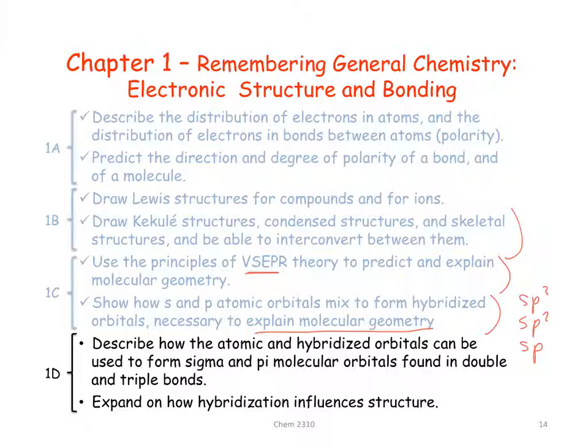So next time we'll learn some generalizations about these so we can look at any structure and quickly identify the hybridization and the numbers of sigma and pi bonds, and then we'll go on and look at some general trends in structures, and we'll be done with this chapter.